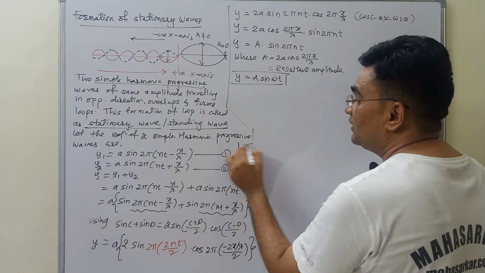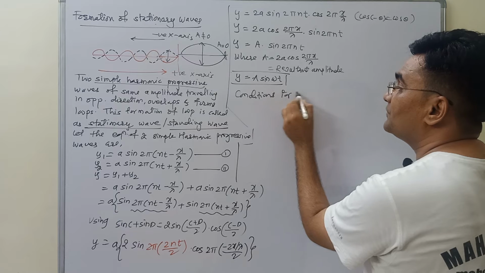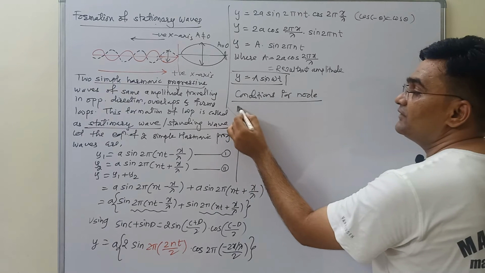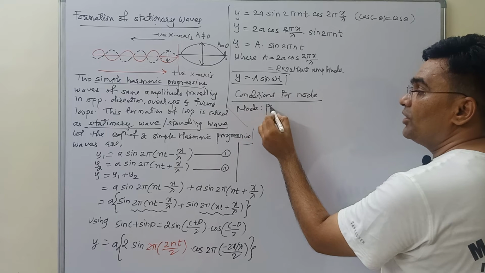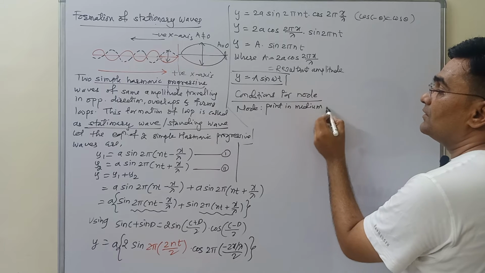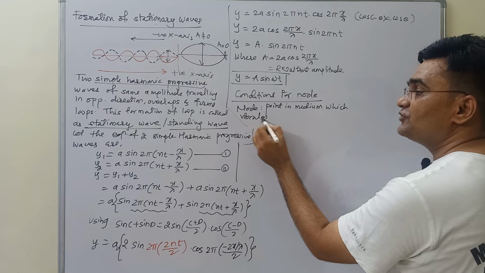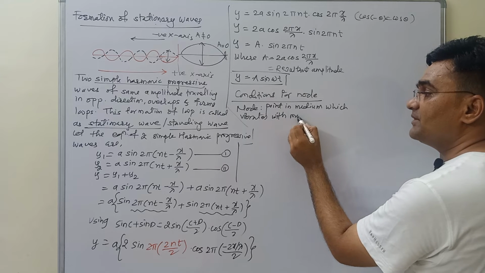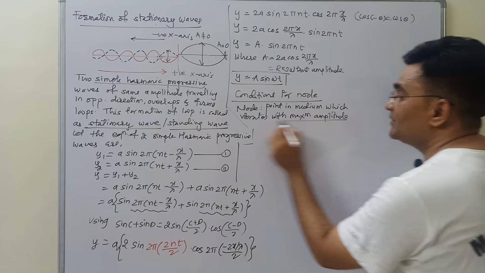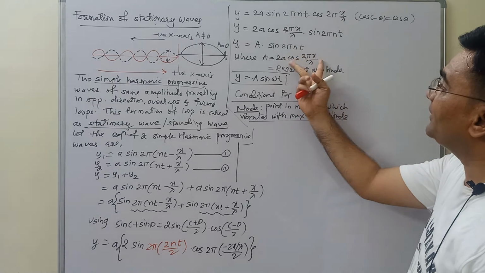So we are going to find out the conditions for node and antinode. First we will find the node. What is the node? The point in a medium which vibrates with minimum amplitude is called a node. So now see, the resultant amplitude should be 0.